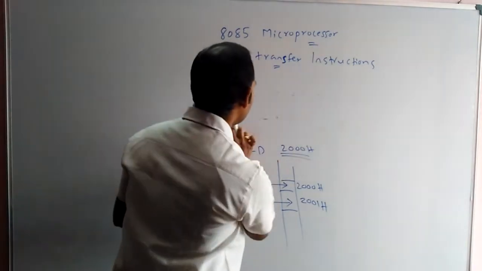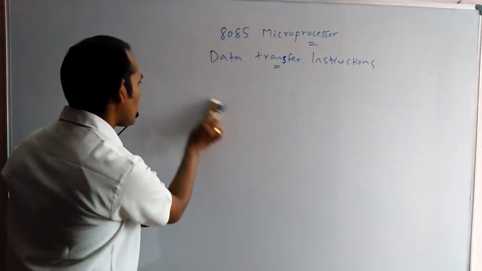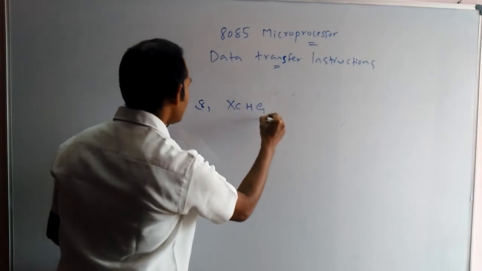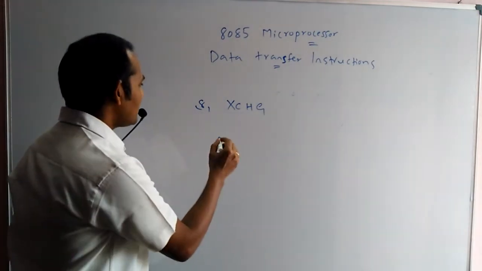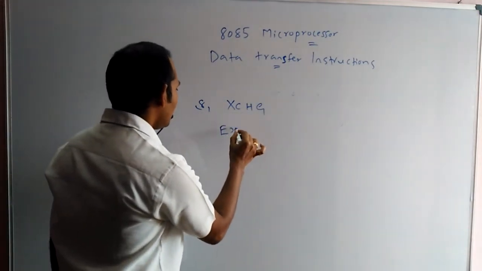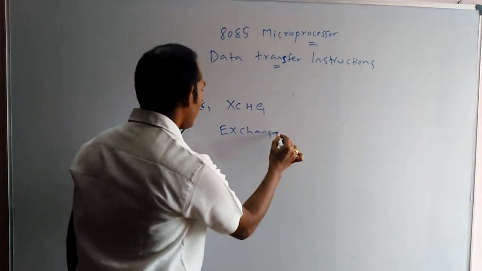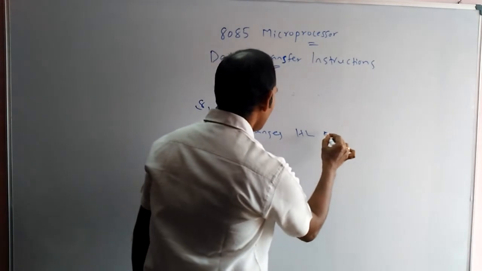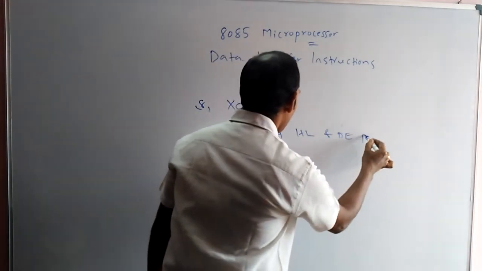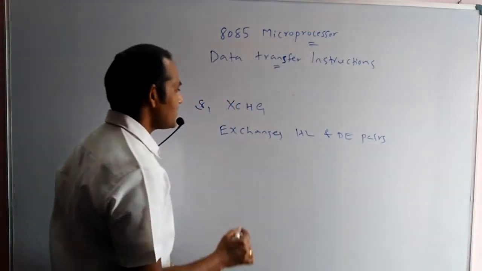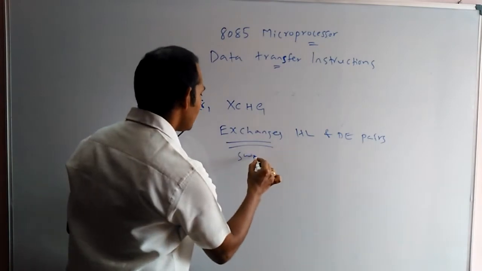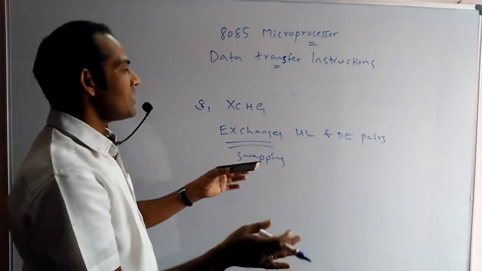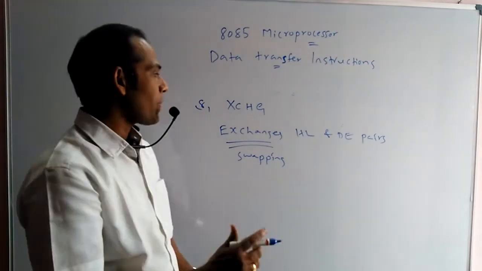Next one is XCHG. It exchanges the HL and DE pairs. Exchange means swapping. Swapping takes place. That means HL and DE are just interchanged.